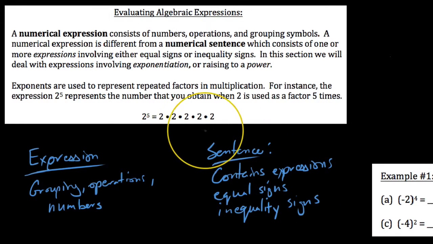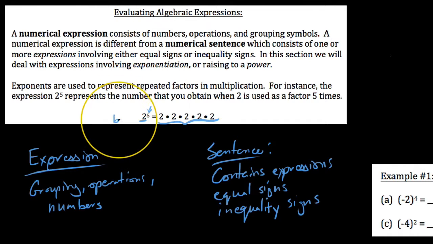So we're going to look at exponentiation. Exponents are used to represent repeated factors in multiplication. It's like repeated multiplication: something times itself a set number of times. As an example, take 2 to the 5th power. Let's go over some vocabulary really quickly.